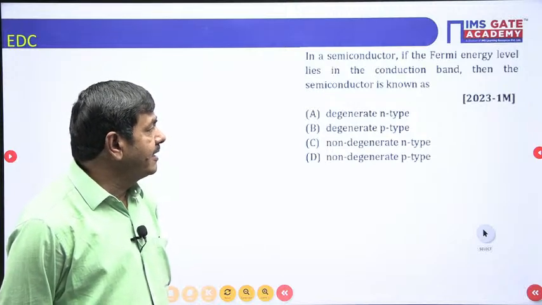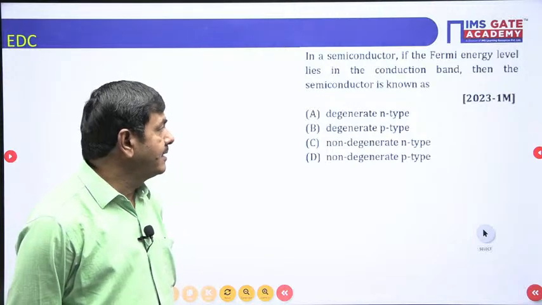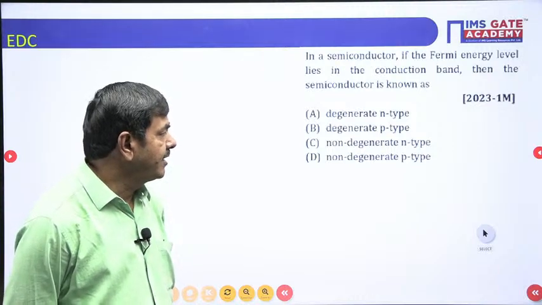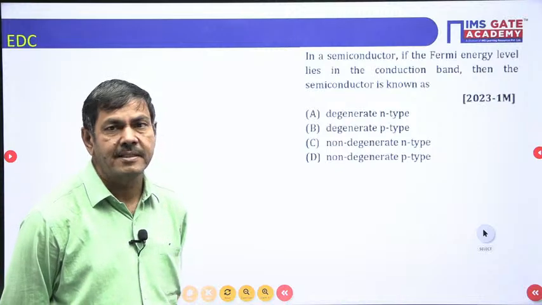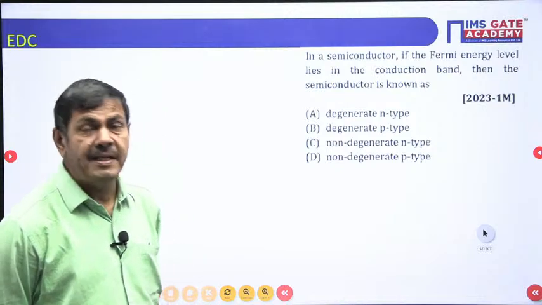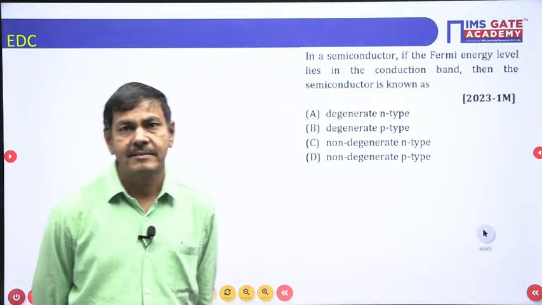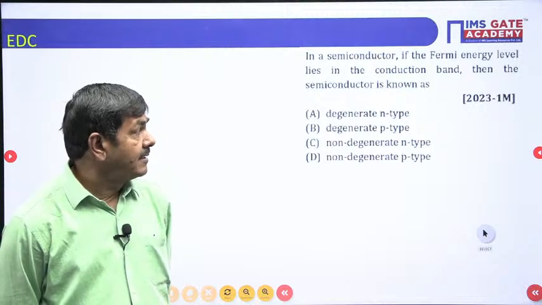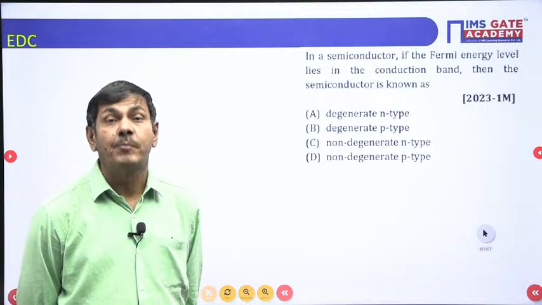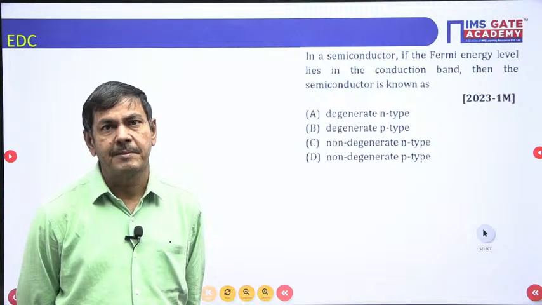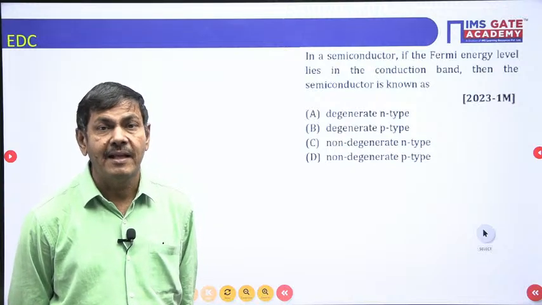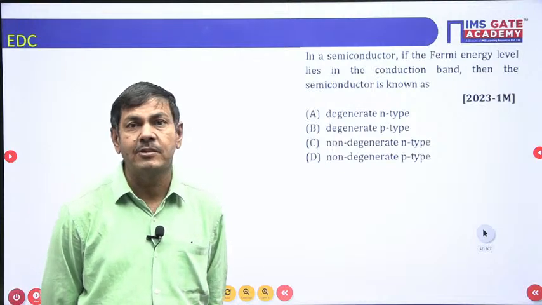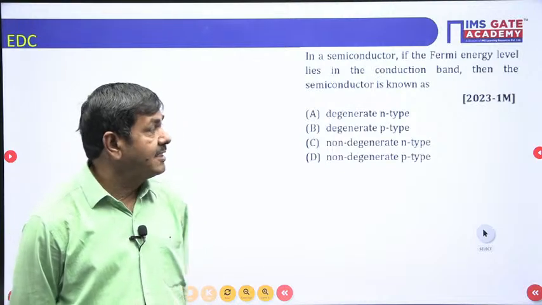When can we say the given semiconductor is a degenerate semiconductor, and when a non-degenerate semiconductor? It is based upon the doping, the amount of doping you made. The amount of doping will help you to know whether it is degenerate or non-degenerate.